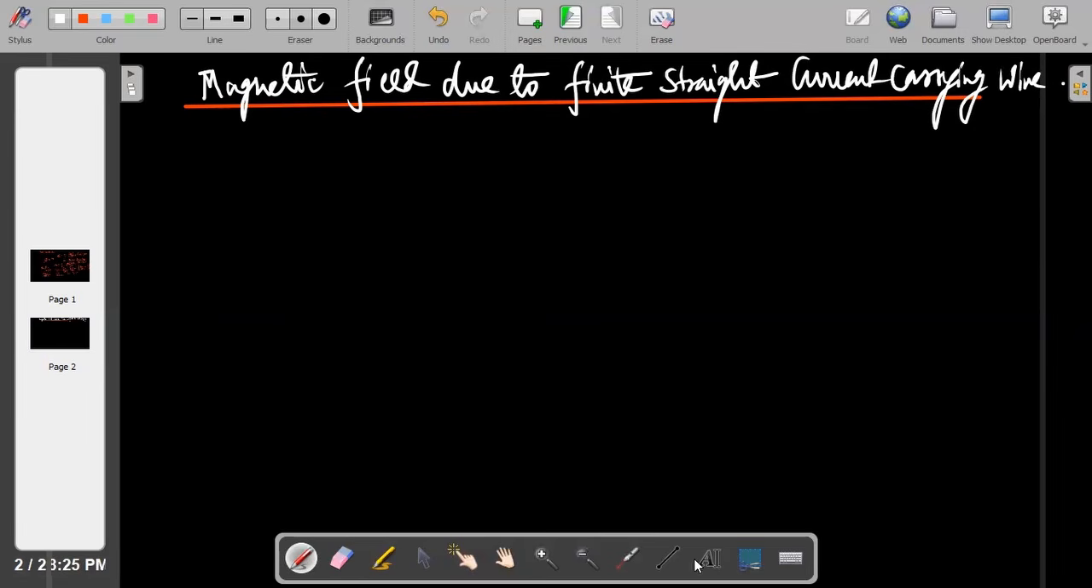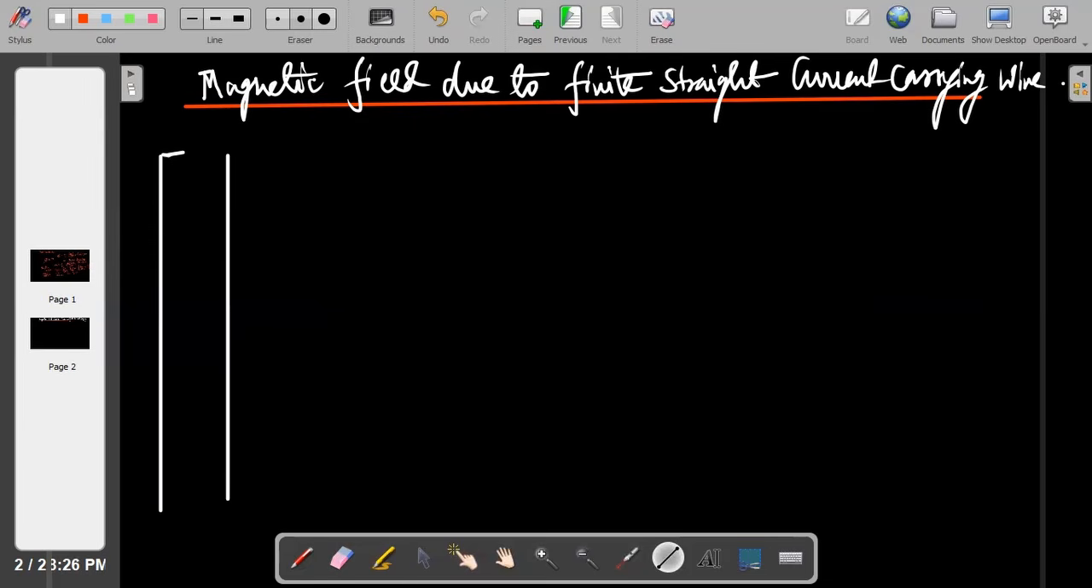It is not infinite, so please remember, the length is finite. Let the total length be L of t. T stands for total, right? According to Biot-Savart law, the magnetic field at the point P you cannot find for the entire length, but for a small length dl, that we have already discussed.